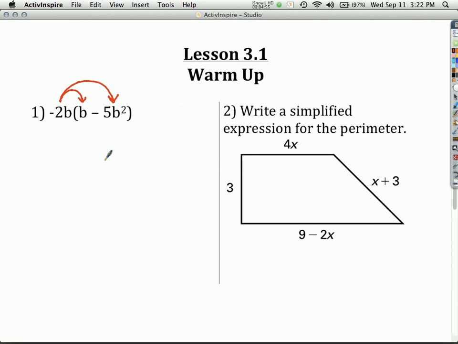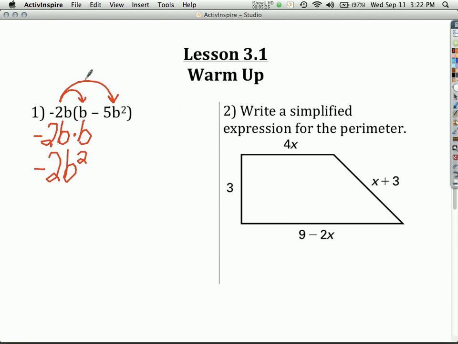Ah, she caught what I was getting at. That's a negative 5b squared. So let's do the first arrow. Negative 2b times b. What's b times b? What does that become? Chris? B squared. So this becomes negative 2b squared.